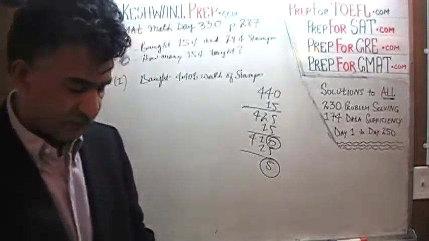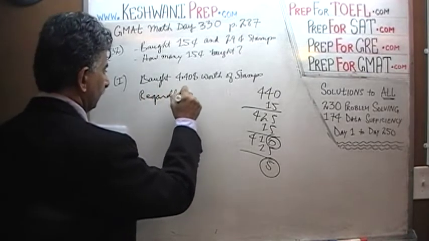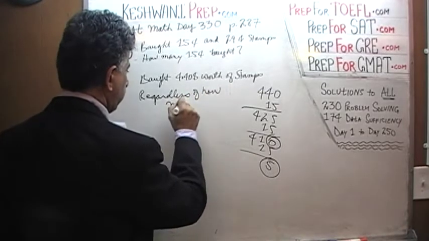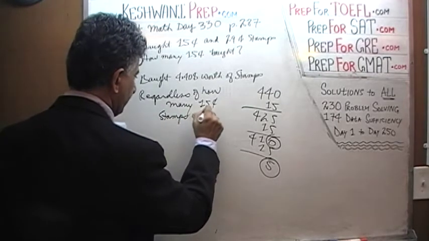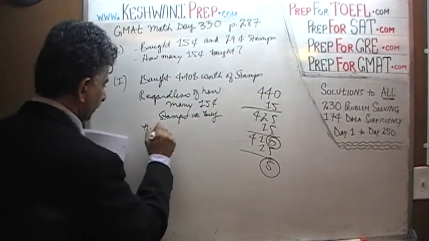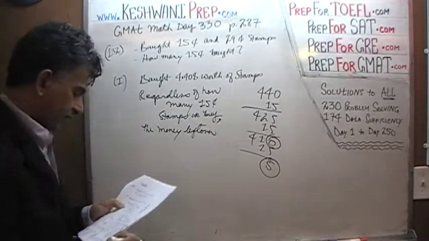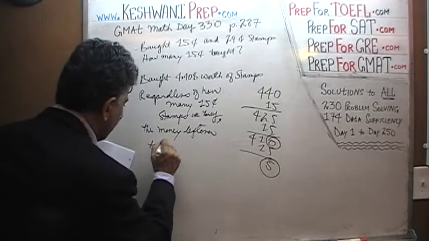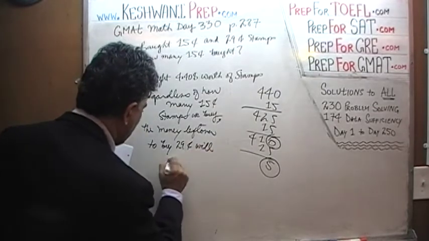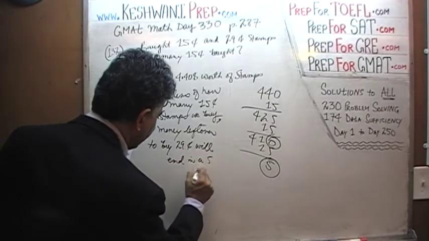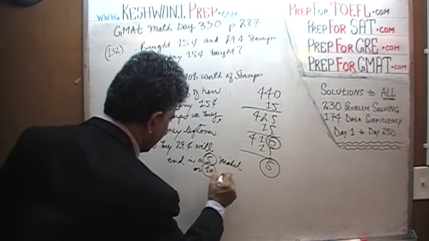Regardless of how many 15-cent stamps we buy, the money left over to buy 29-cent stamps will end in a 5 or a 0. In other words, we'll either have a nickel or a dime.